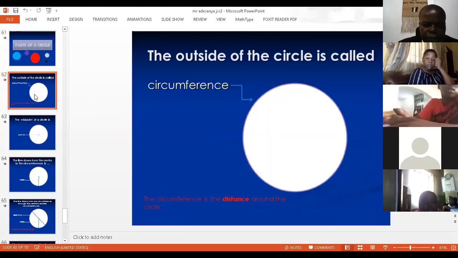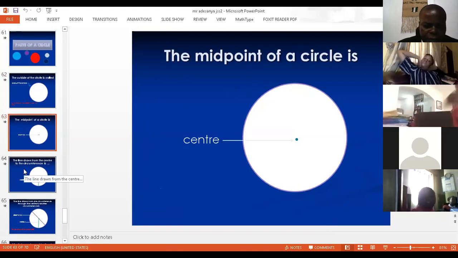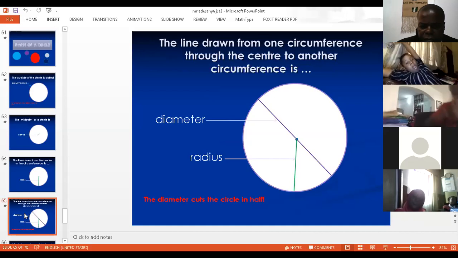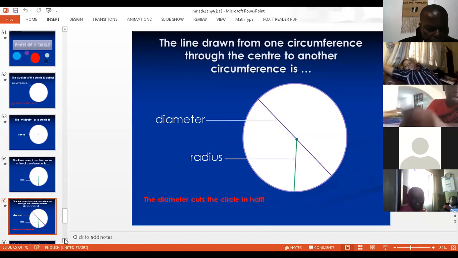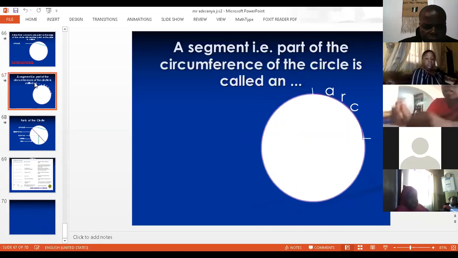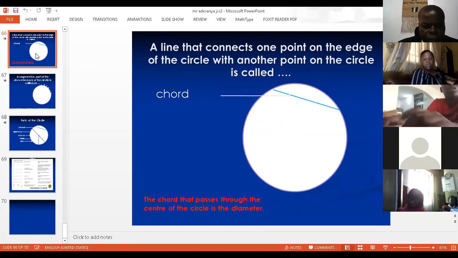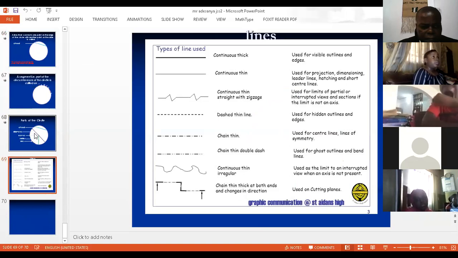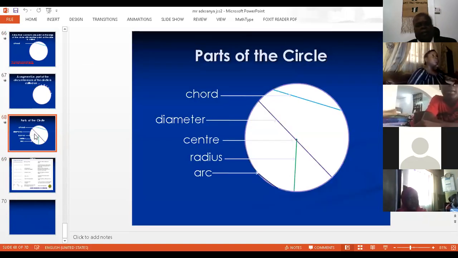This is a circle. This is the circumference. This is the center. This is the radius. This is diameter and radius. Diameter cuts the circle in half. Segment. This is a chord. And these are the parts of a circle.